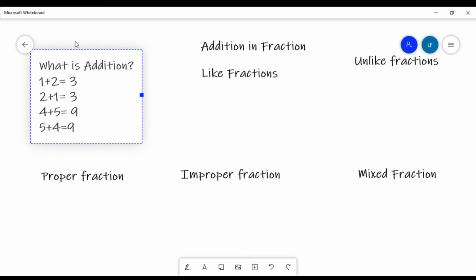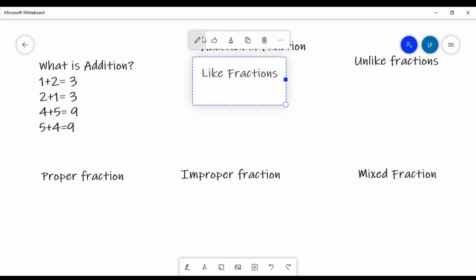Now we can use addition in fractions, in like fractions. How do we do it? It's very, very simple. Let's say you start with 1 by 4.